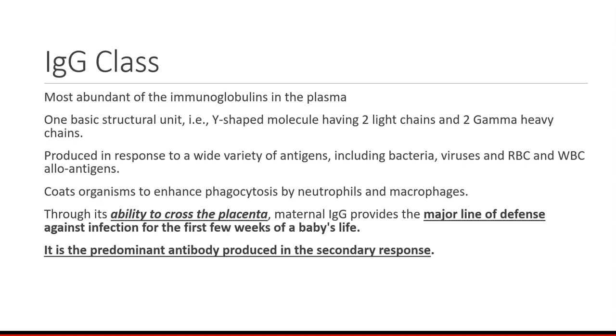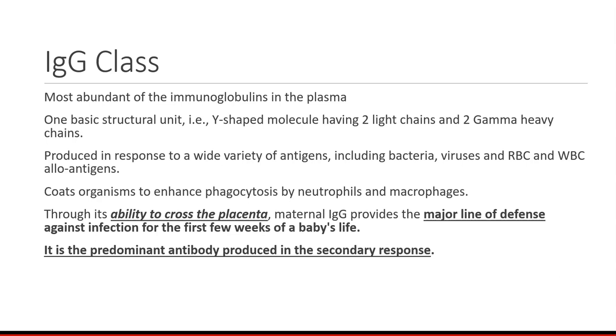They're produced in response to a wide variety of antigens, including bacteria, viruses, red cells, and white cell alloantigens. They coat organisms to enhance phagocytosis by neutrophils and macrophages. Through its ability to cross the placenta, maternal IgG provides the major line of defense against infection for the first few weeks of a baby's life.